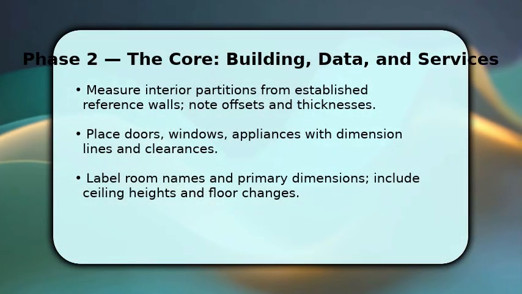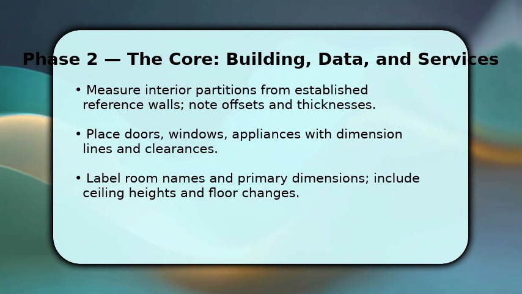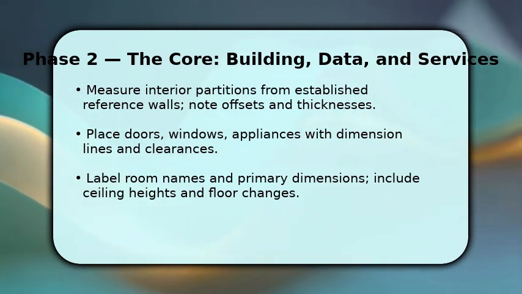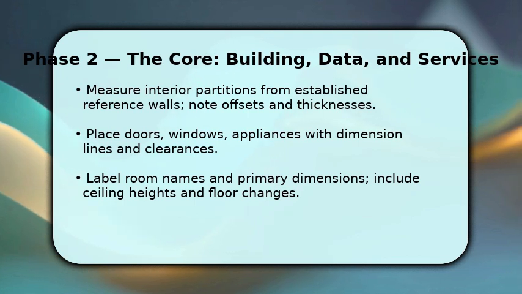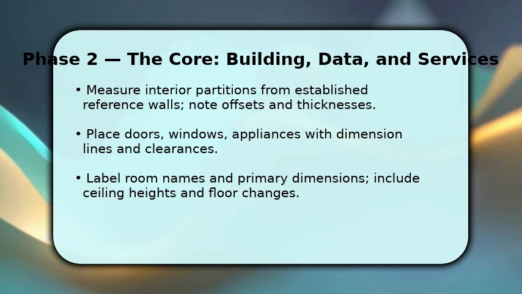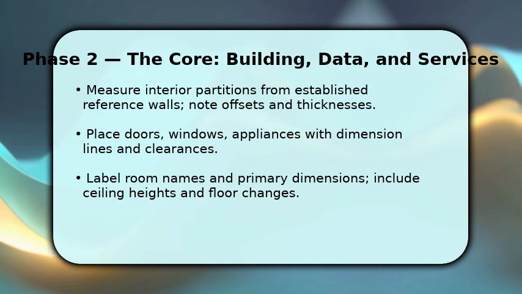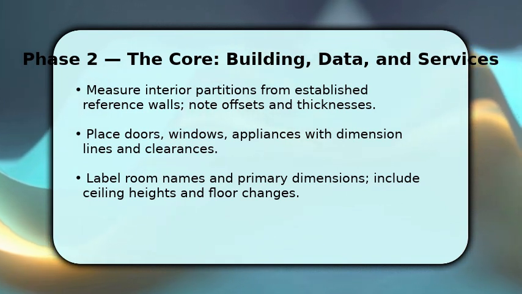You now add interior partitions and refine the plan. Measure each wall from a reliable reference line so dimensions remain consistent. Then place doors, windows, kitchen, and bathroom fixtures and show dimension lines to critical faces and center lines because installers rely on those. Don't forget to indicate clearances like door swings and appliance service spaces. These prevent clashes during construction.